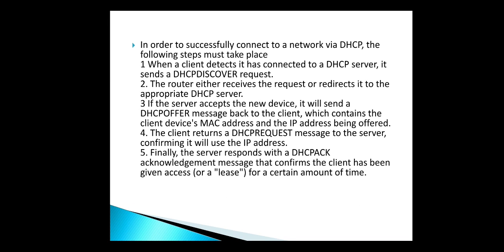In order to successfully connect to the network via DHCP, the following steps must take place. When the client detects it has connected to the network, it sends a DHCP discover request, that is the first message. The router either receives the request or redirects it to the appropriate DHCP server. If the server accepts the new device, it will send a DHCP offer message back to the client, which contains the client device's MAC address and the IP address which is offered for that particular client device.